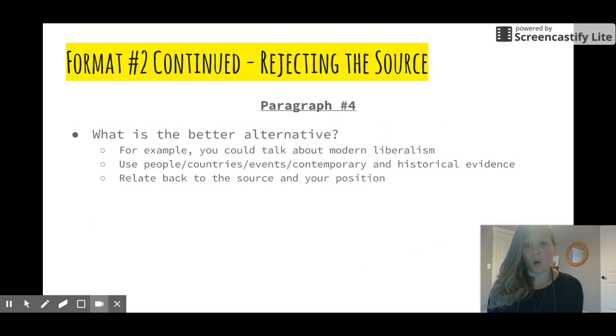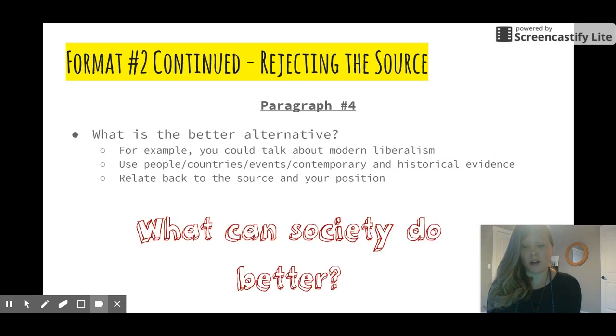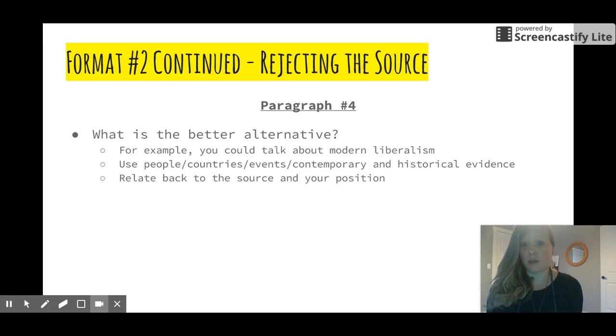Now, paragraph 4 is a little different. What is the better alternative if you reject the source? So if you are talking about dictatorships, you could talk about modern liberalism and how that is a better way to run a country. Again, use people, countries, events, contemporary and historical evidence, and relate back to the source.